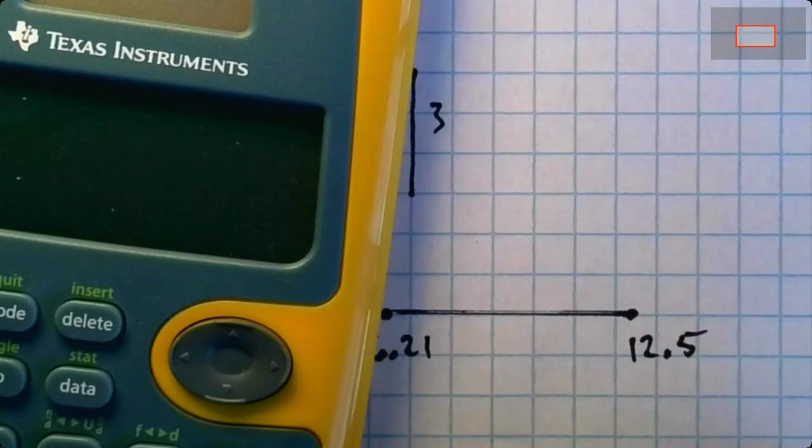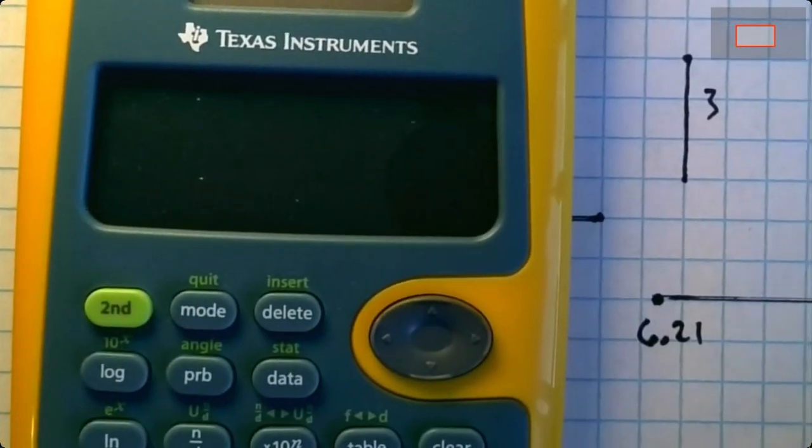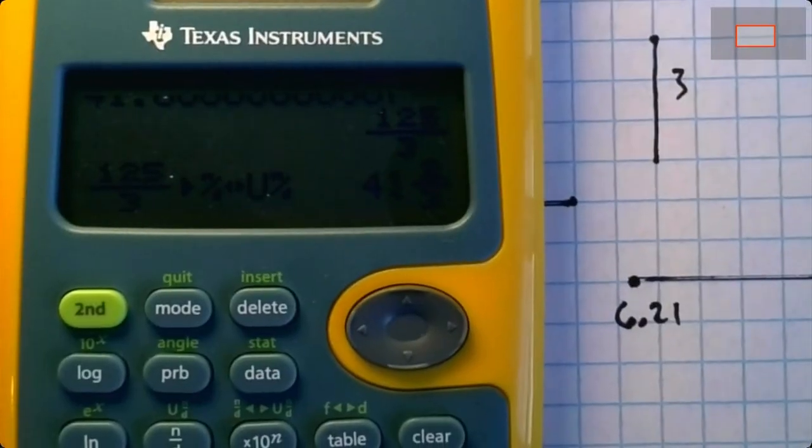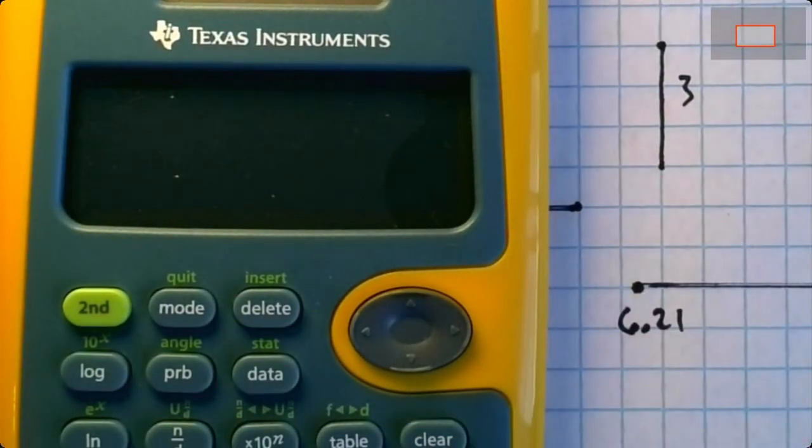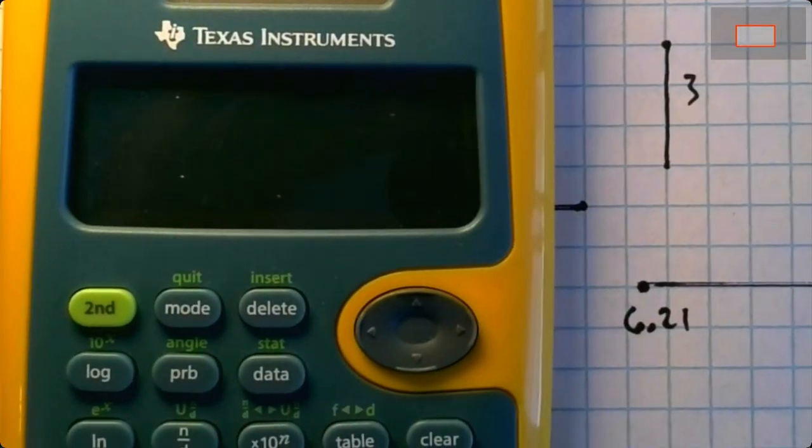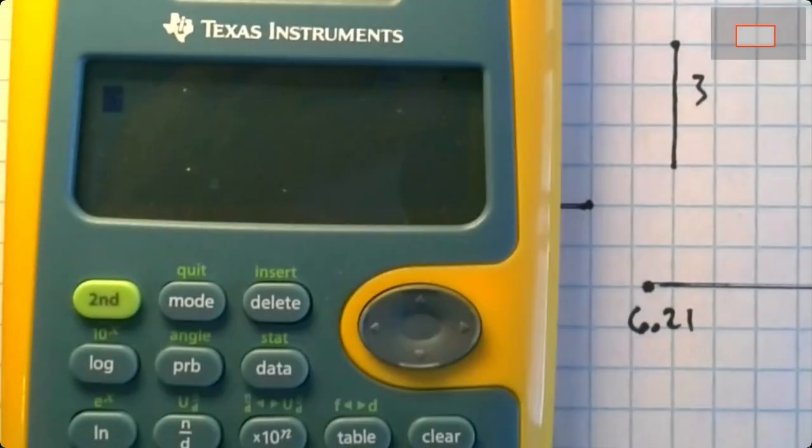Where's my calculator? Here's my calculator. I'll just take 12.5. Did it turn on? Yeah. I don't know if you can see that or not, though. Looks too dark. Let me brighten it. Can I brighten the screen?